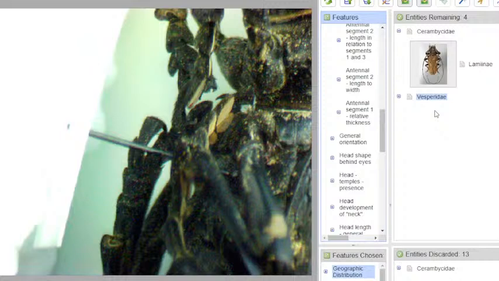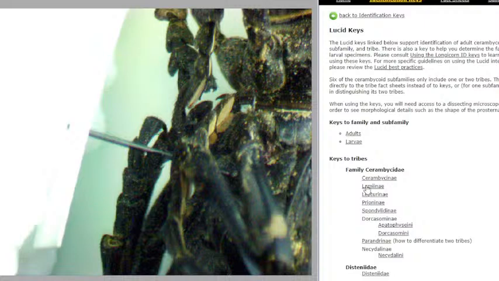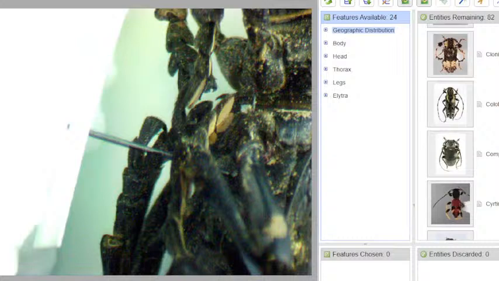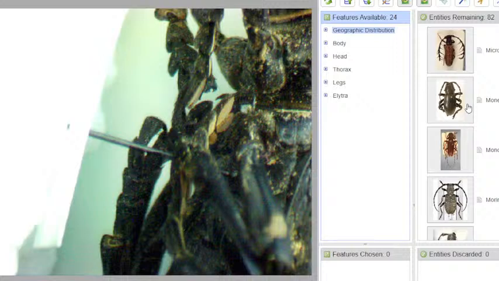Okay, so let's see if the Lamiini have a key. Look at that! They do! All right, guys. Monolimini. That's kind of fun. Monolima has its own tribe. Look at that. All right.